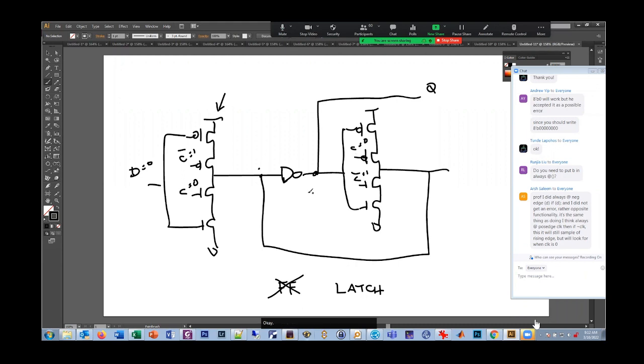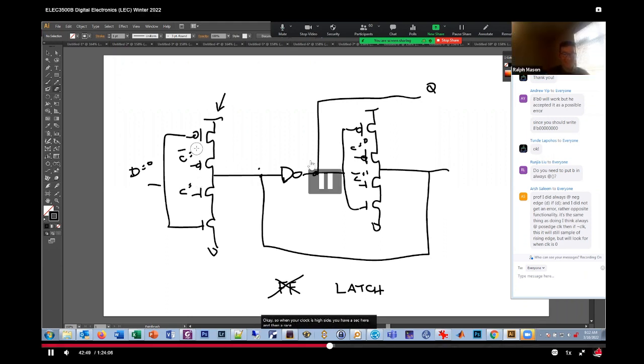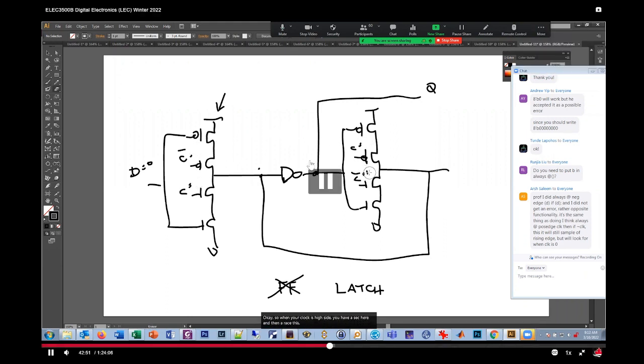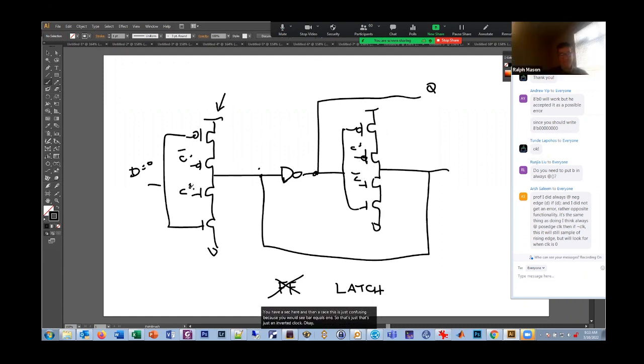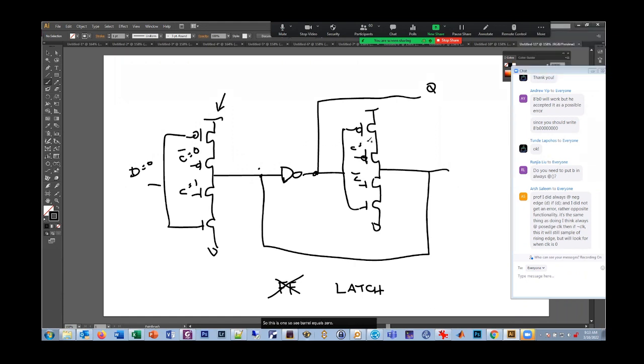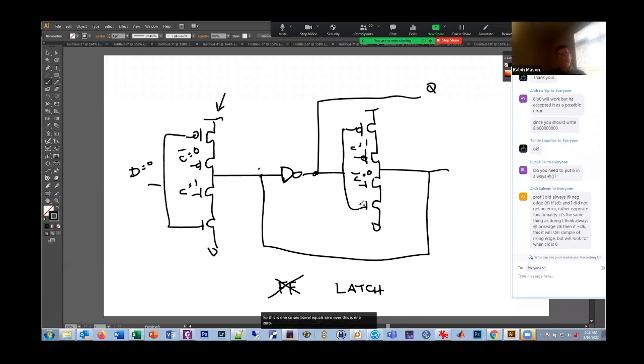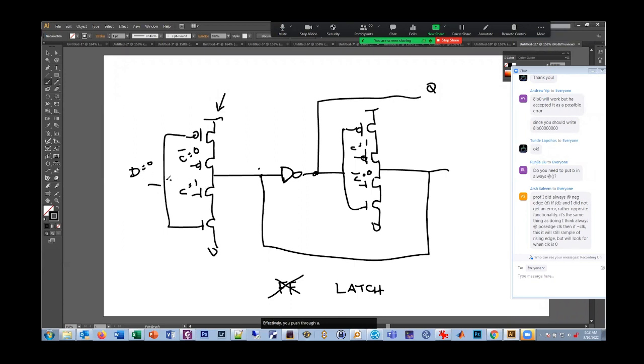Okay, so when your clock is high, hold on a sec. I'm gonna erase this. It's just confusing because you put C bar equals 1. So that's just an inverted clock. Okay. So this is 1, so C bar will equal 0. So effectively, you push through a 1 from VDD. You push through a 1 through this inverter.